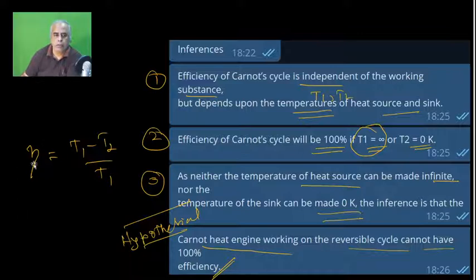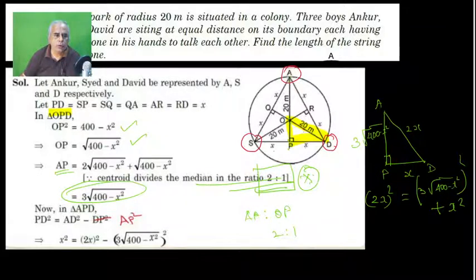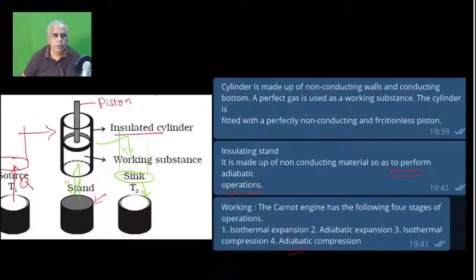Yeah. Okay, so let me ask you some questions based on this. What are the 4 stages of operations in Carnot cycle? Isothermal expansion, adiabatic expansion, isothermal compression, and adiabatic compression. Okay, so there are 2 types of expansion and 2 types of compression.